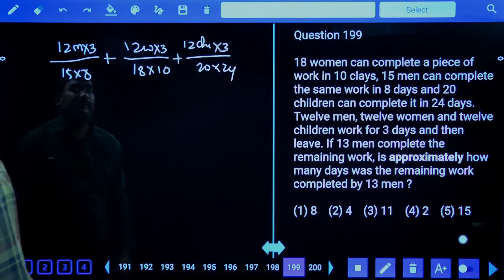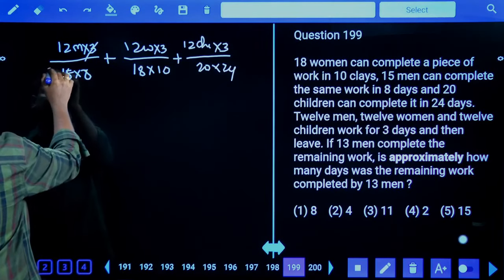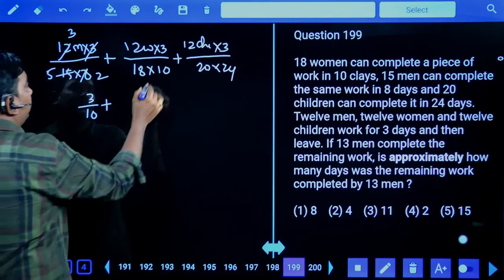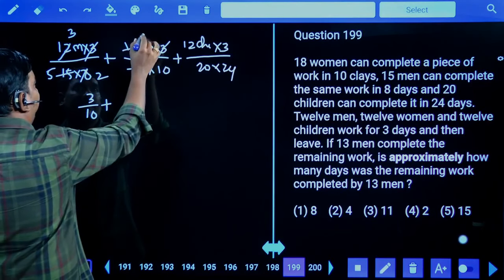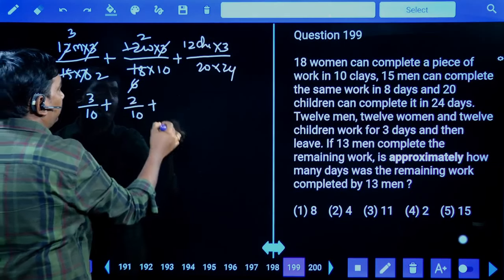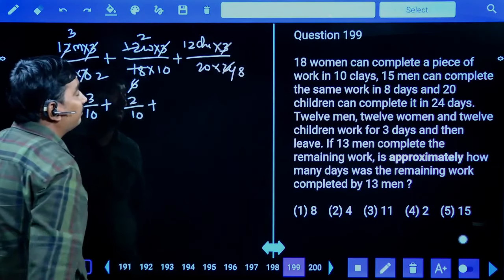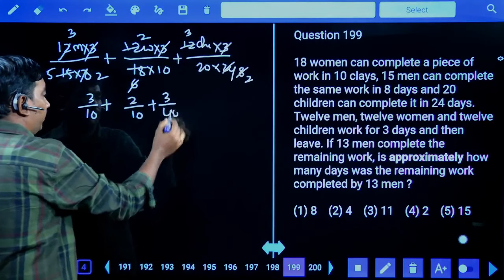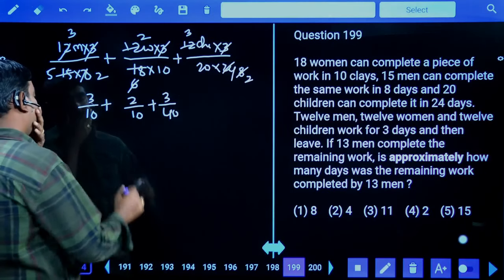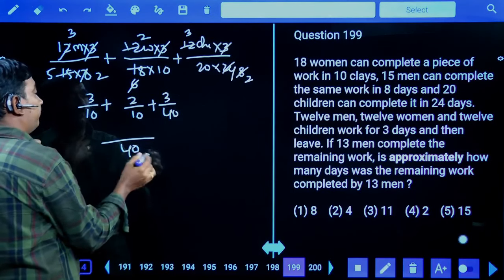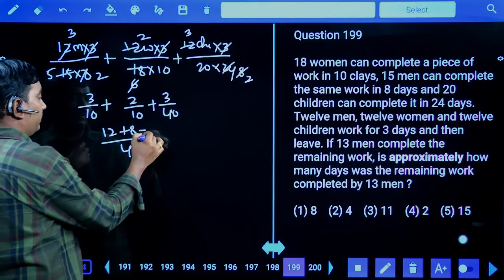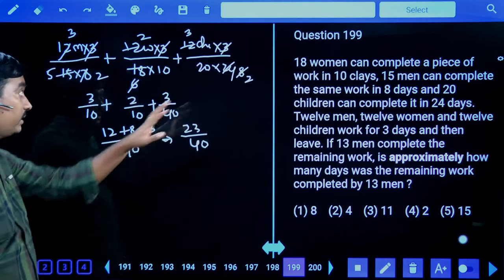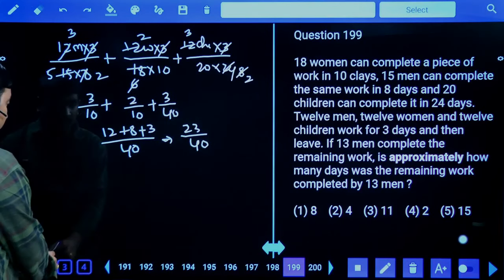Let's calculate. 3 by 8 plus 3 by 10 plus 3 by 24. Taking the LCM 40: 10 4s are 40, 4 3s are 12, 4 2s are 8, plus 3, so 23 by 40th part of the work is over. In 3 days, 23 by 40th part of the work is over.